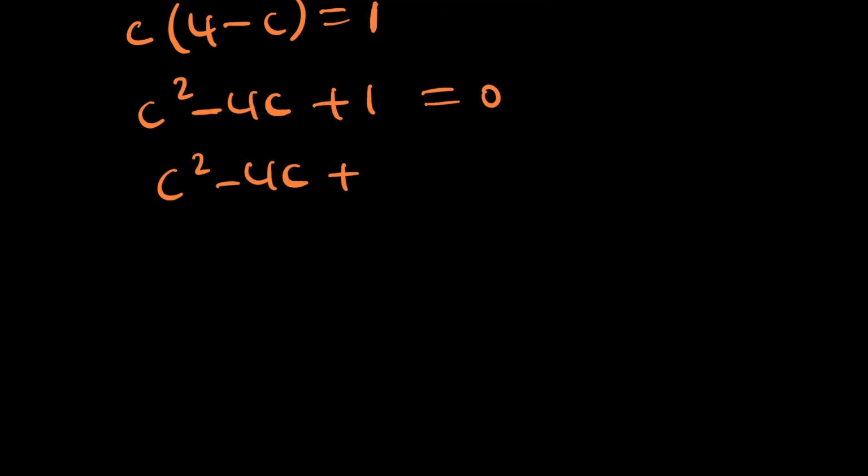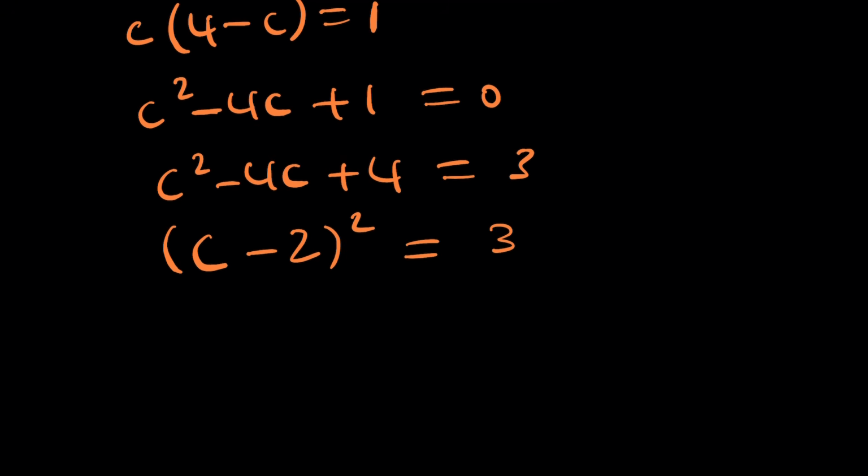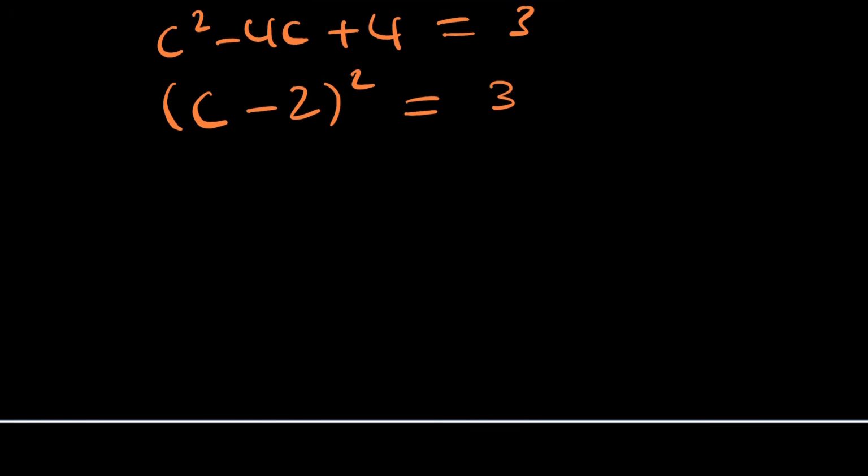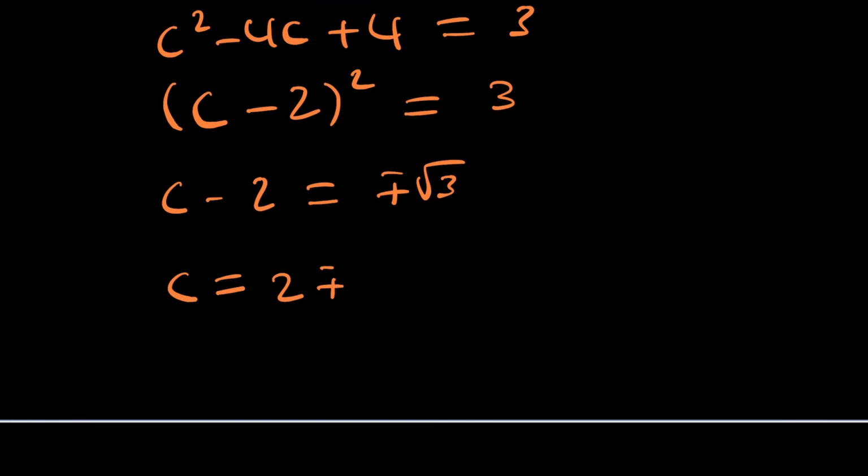Add 3 to both sides. You get 4 here and 3 here. Now notice that the left-hand side is a perfect square because we added the right term. And now we can square root both sides. c minus 2 would be plus or minus square root of 3. And from here, c would be 2 plus or minus root 3.